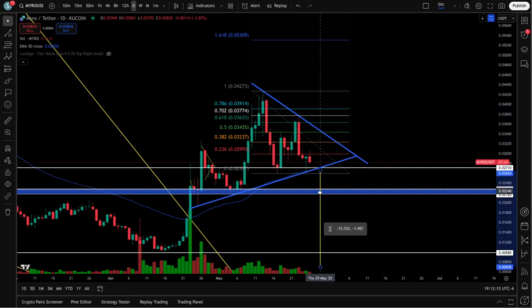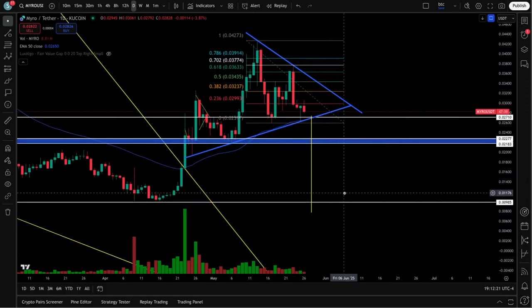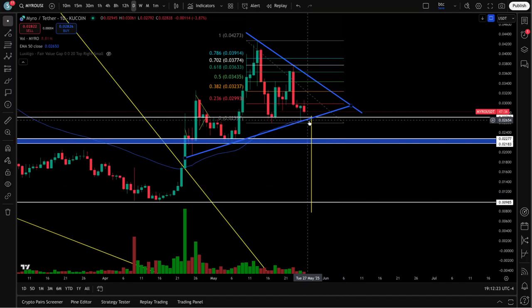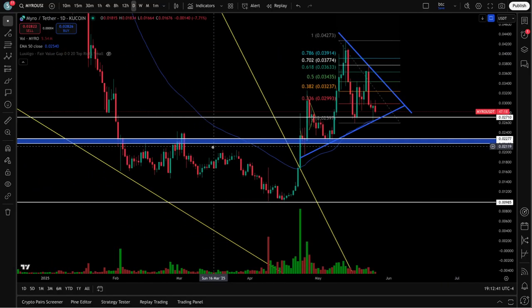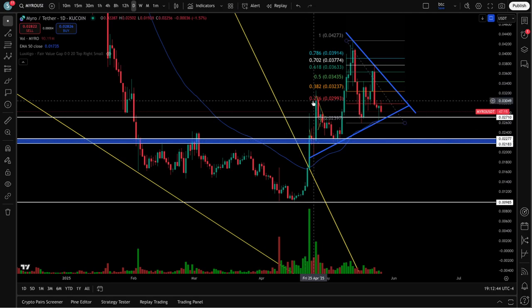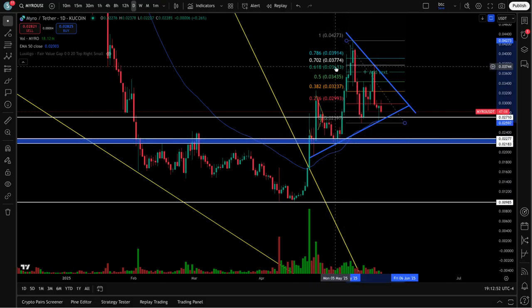Now, if it broke down, it just wouldn't make a whole lot of sense to me. It really wouldn't. Even if it did break down, if it lost this area here, then I would really wonder what the heck is going on with Myro. All right, because this blue area through here has proven to be a major support area, right? We got the breakout here. This came down for numerous days, rode on here, held it perfectly fine, and kept going.